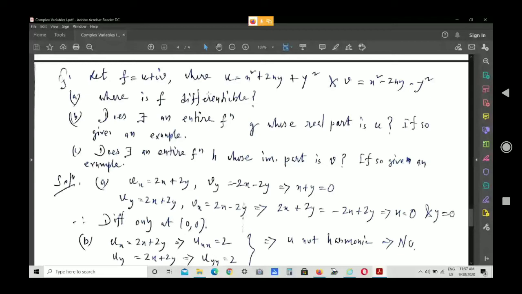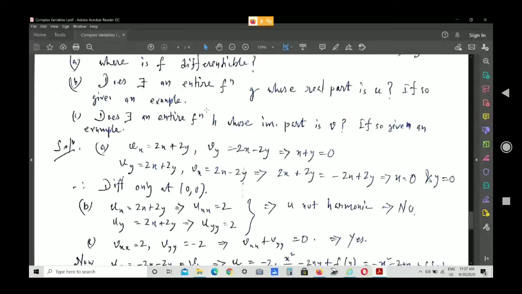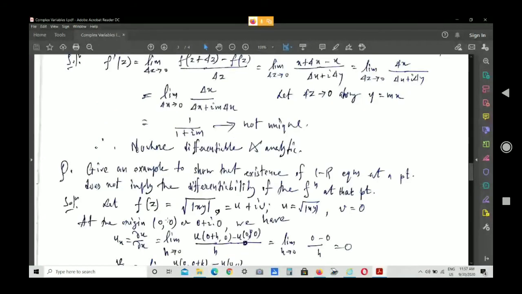Next part, does there exist an entire function g whose real part is u? Entire function means a function which is differentiable at all points of its domain in C. For that, one result is required, unique function.